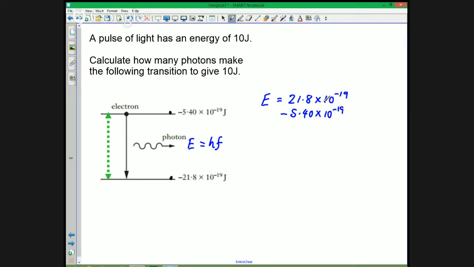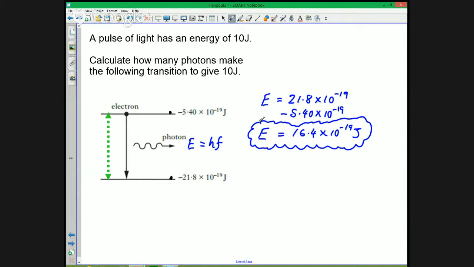We should get the following. We should get something like the energy gap is equal to 16.4 times 10 to the minus 19 joules. So that is the energy given out by one of these transitions. One photon gives out that much energy when it makes that transition from there to there.